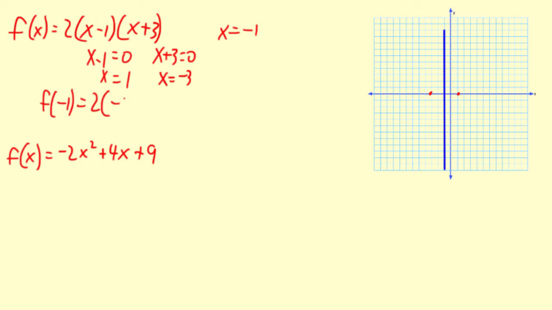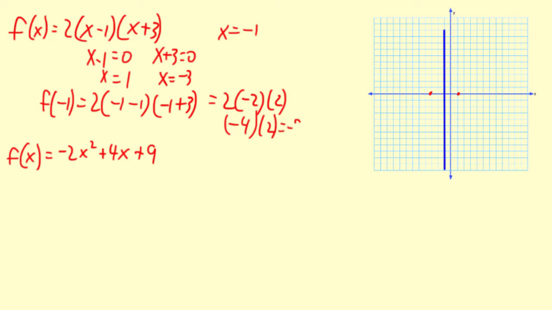2 times negative 1 minus 1 times negative 1 plus 3. And that's going to be equal to 2, negative 1 minus 1 is negative 2, so times negative 2, and then times negative 1 plus 3, which is 2. So 2 times negative 2 is negative 4, and then times 2 equals negative 8. So my vertex is negative 1, negative 8. Right there. So now I have the points that I need to draw the parabola.